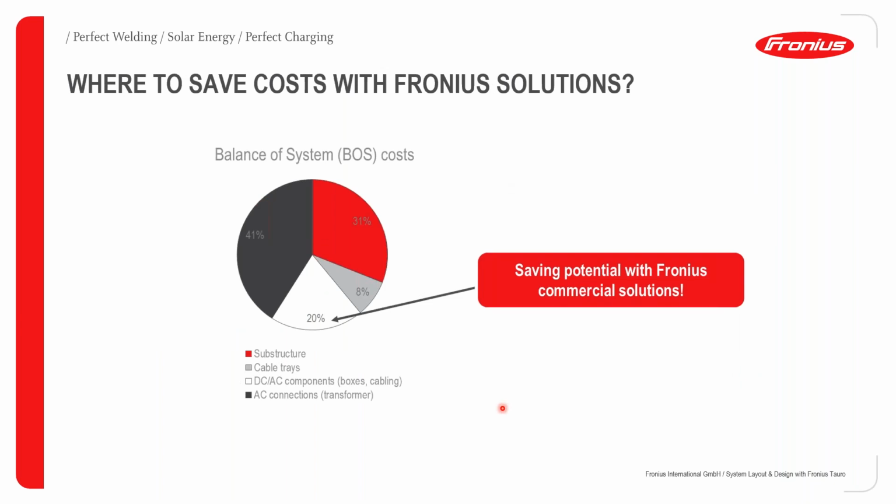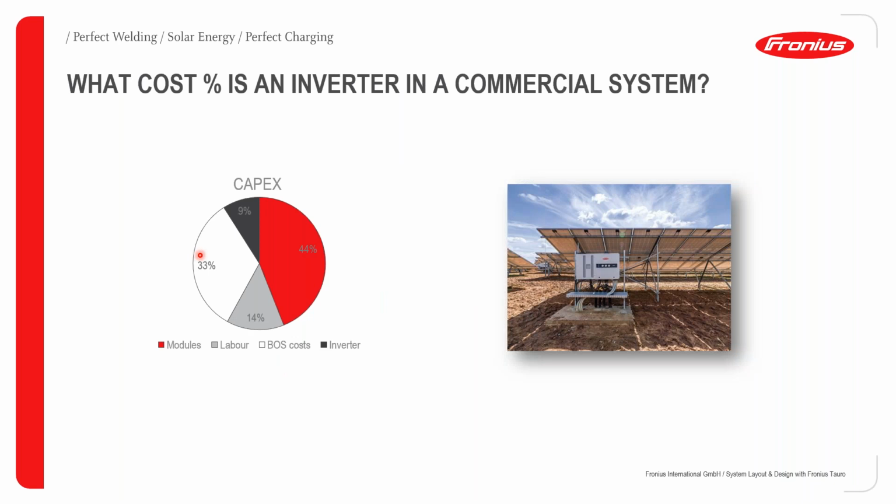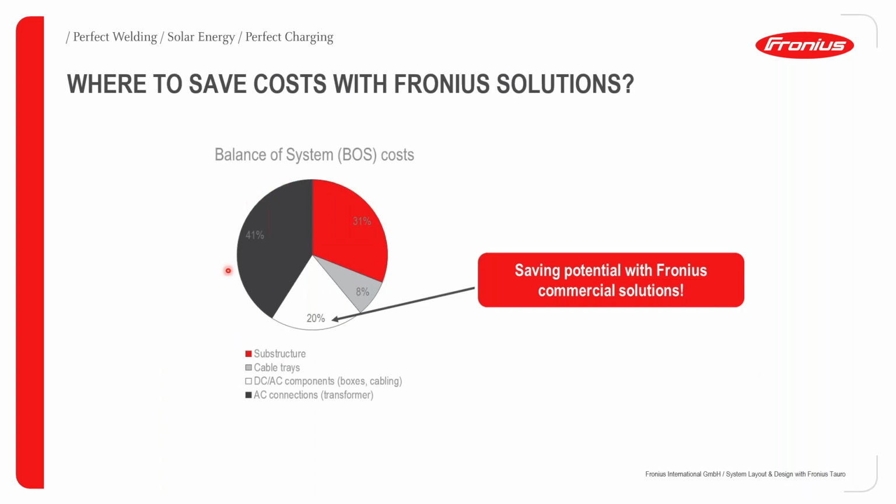Having a look at the next section, which is talking about the balance of system costs. As I said earlier, with a Fronius Tauro, we really try to assist you in cutting down costs on other sections of your project, for example, the balance of systems. As you saw in the previous slide, the balance of systems was about 33%. If we zoom into that 33%, this is how the balance of system costs are broken up.